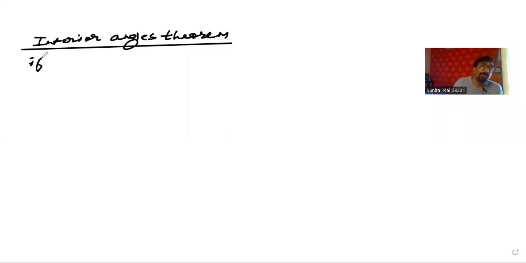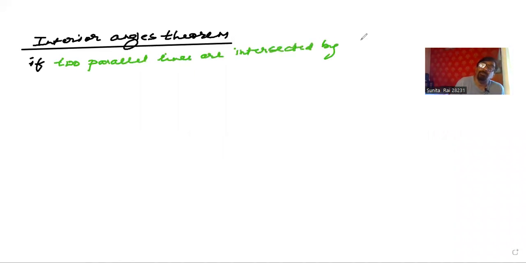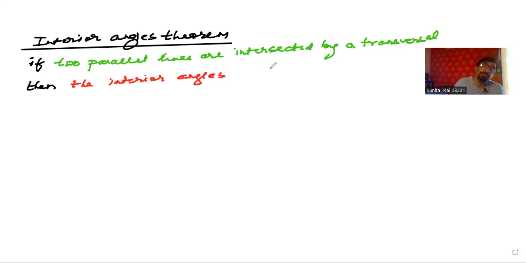Listen, if two parallel lines are intersected by a transversal, then the interior angles formed are supplementary. If two parallel lines are intersected by a transversal, then the interior angles formed are supplementary.